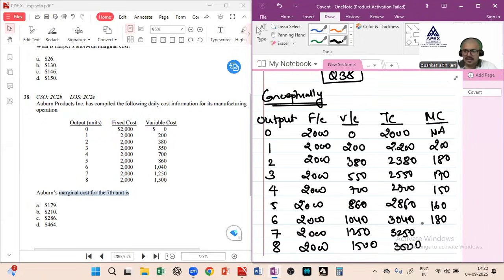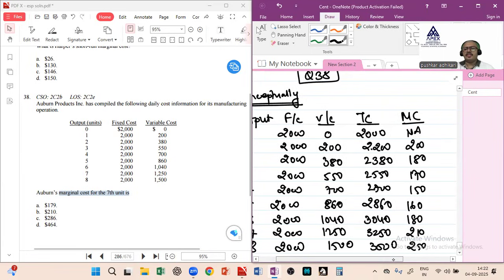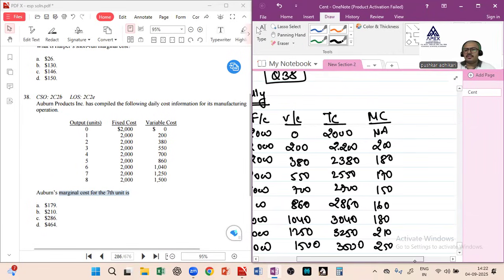So 3250 minus 3040. What is the answer? 210, and over here finally 250. Now see, this is a stupidity. This is an absolute stupidity.